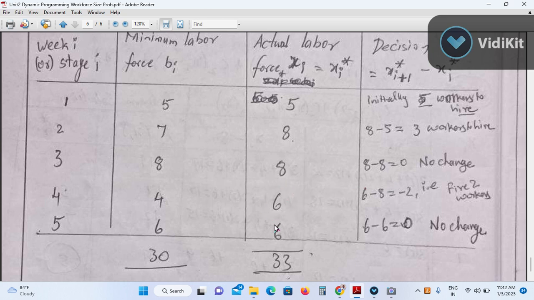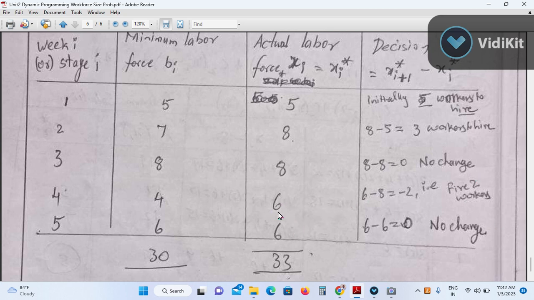Now going for the next week 4, you need only 6 workers, but you already have 8 workers. So what do you have to do? You just fire those workers, or in other words, you sack those workers. You are going to relieve them. So 6 minus 8, that is minus 2. What is the meaning? Fire 2 workers. You ask them to resign, or you terminate those workers.